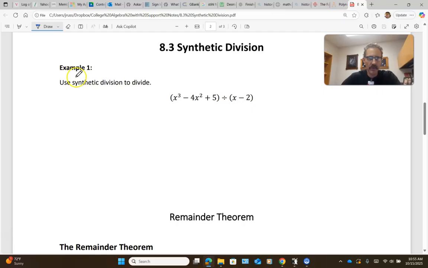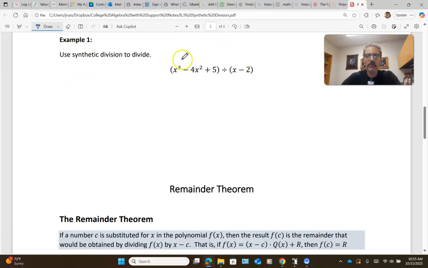All right, example 1. It just says use synthetic division to divide here. So similar to the last one, we've got a cubic polynomial divided by a linear polynomial. And we know the result will be a quadratic polynomial, or a second degree, because x cubed divided by x is x squared.